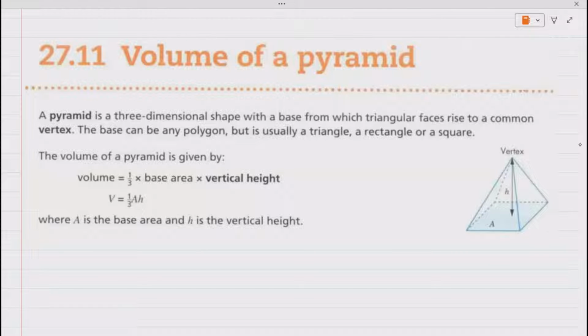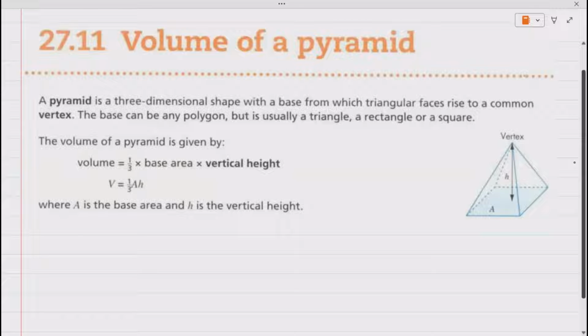First of all, we have to know about the shape of a pyramid. So pyramid is a three-dimensional shape because as we know that in geometry we have two types of shapes, two-dimensional and three-dimensional. So first of all, pyramid has three dimensions, right? So it has height, it has length, and it has breadth.